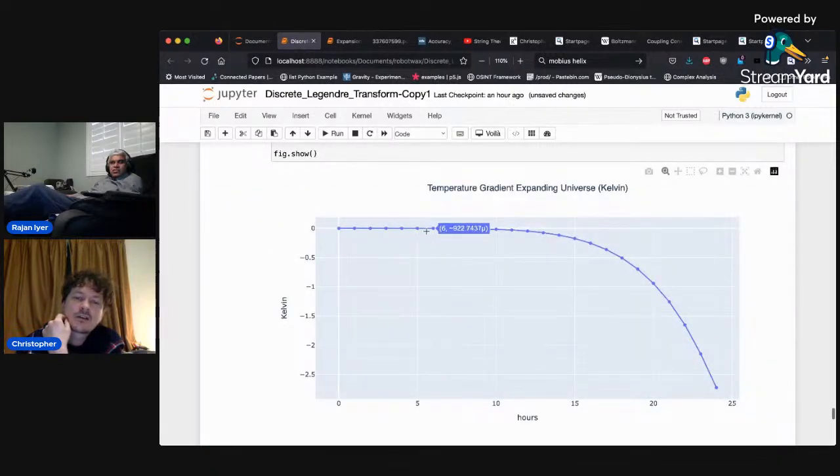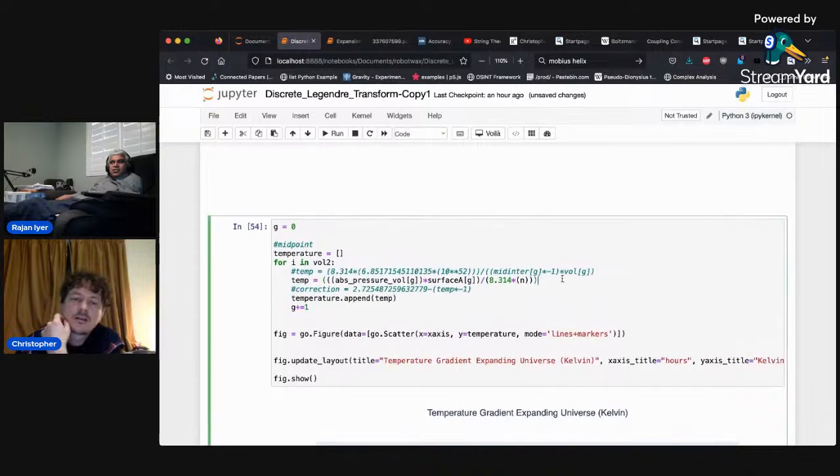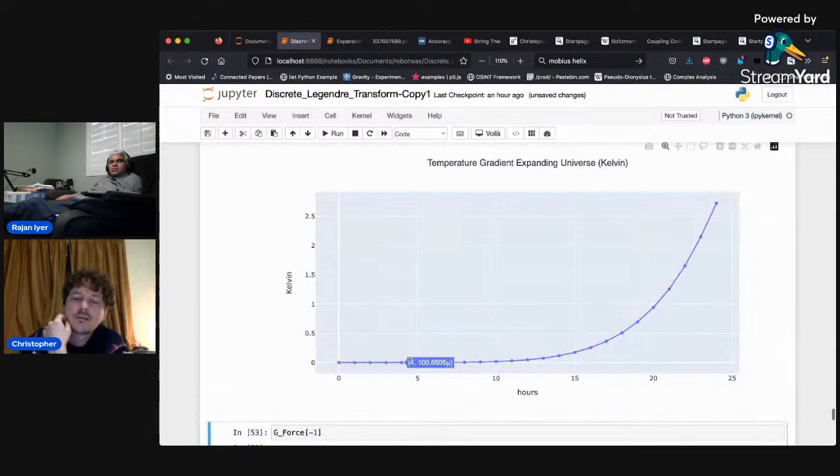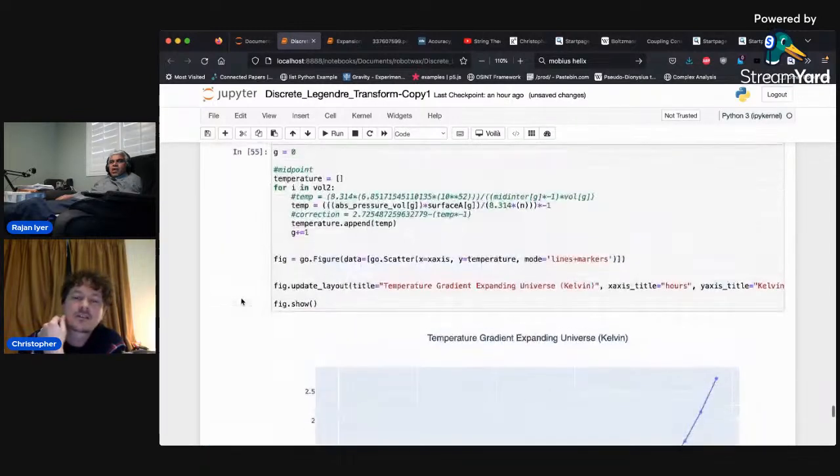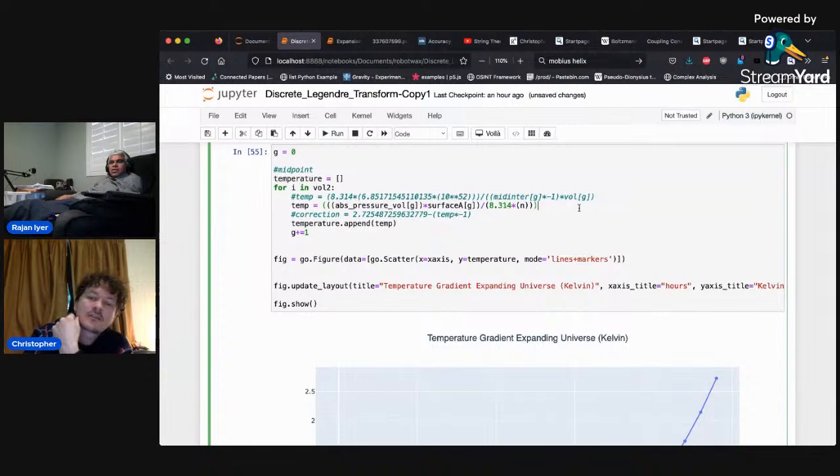So it starts at 0. This is the temperature gradient of the expanding universe, and it goes to, great, goes to the right value in a sense, although it is minus. It's reducing. The temperature is reducing. Yeah, the temperature is reducing. Although that is right, because if the pressure is reducing, the temperature would also be reducing. Here the temperature is going up. Oh, so that's the correction factor. Put the correction factor back in, plus this.